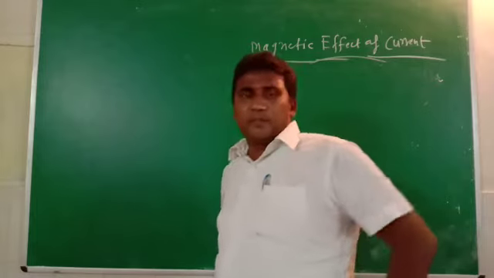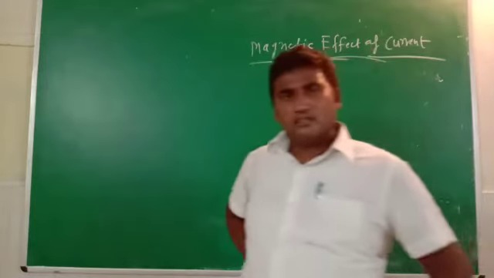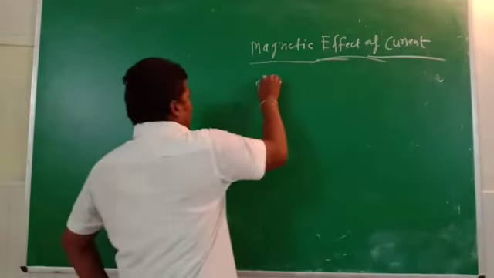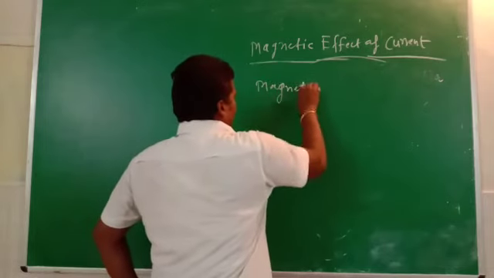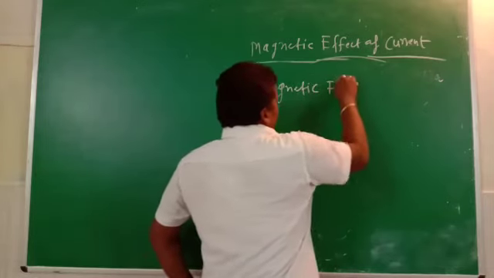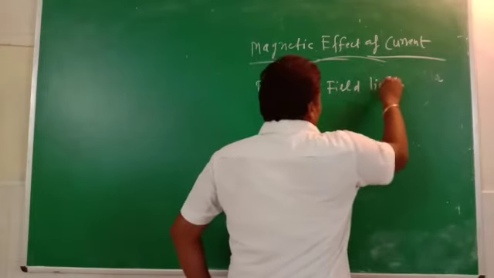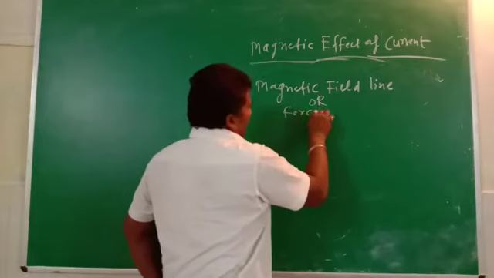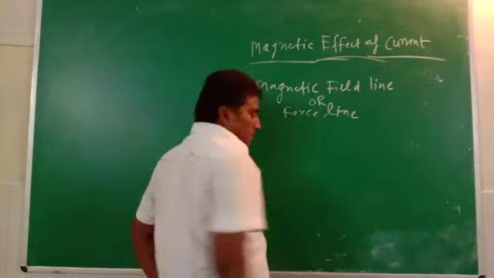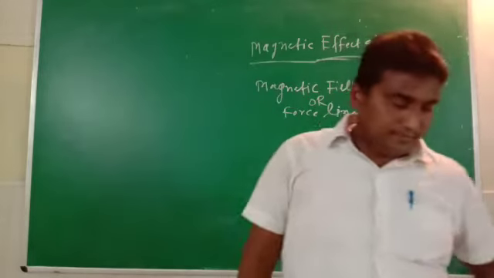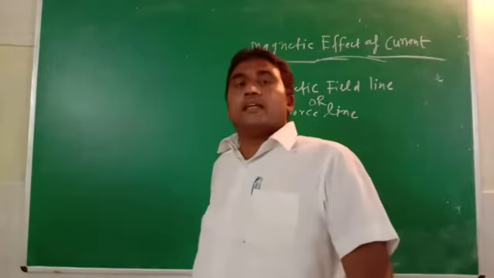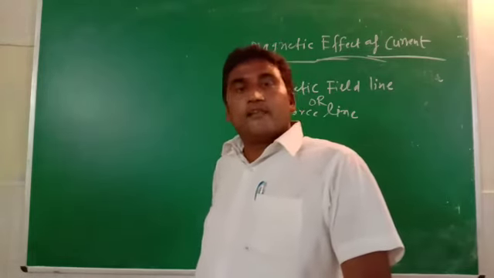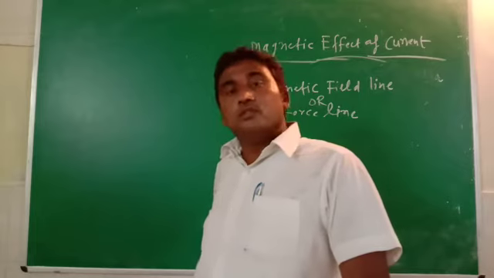Now we discuss another important topic in this chapter: magnetic field line or force line. What is a magnetic field or force line? A magnetic field or force line shows the imaginary direction of the magnetic field, and it always starts from positive to negative.